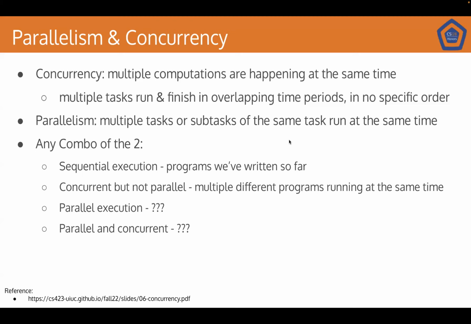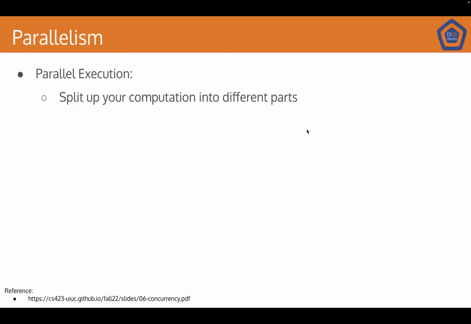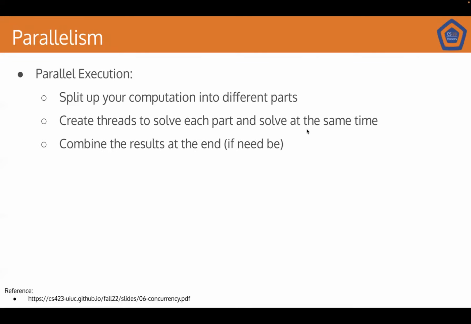So what does parallel execution mean? It means that you split up your computation into different parts. So you can create threads to solve each part of your computation at the same time. And then at the end, you can put them together to solve the bigger problem. If you need to combine your results at the end, you can, to complete the program.